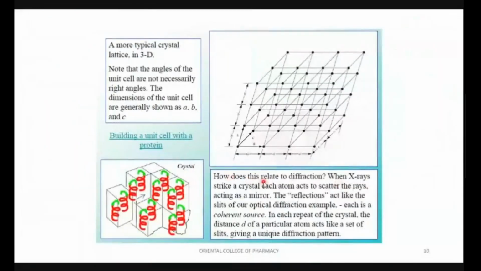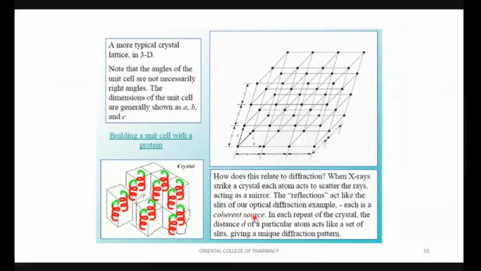Now, how does this affect diffraction? When X-rays strike a crystal, each atom acts to scatter rays. It acts as if every atom is a mirror, and it will produce scattering. This scattering, or these reflections, act like slits in our optical diffraction example, the double slit experiment. Each is a coherent source.